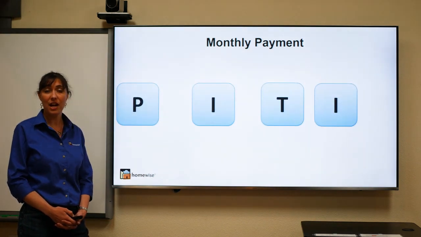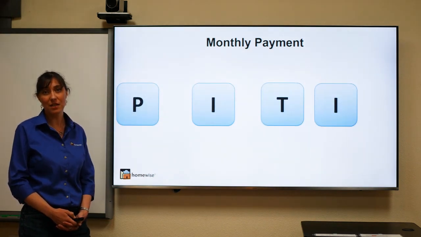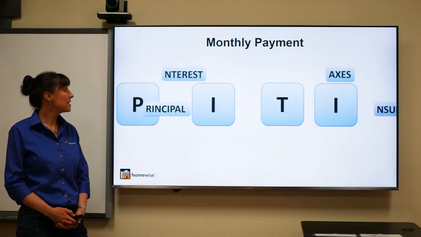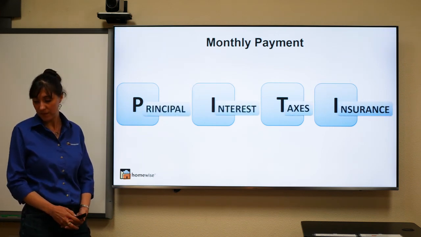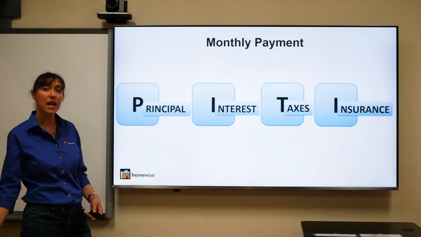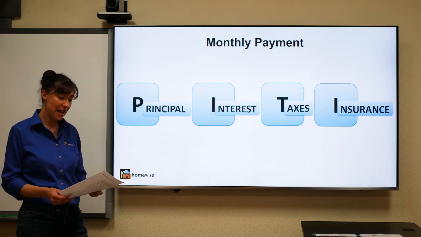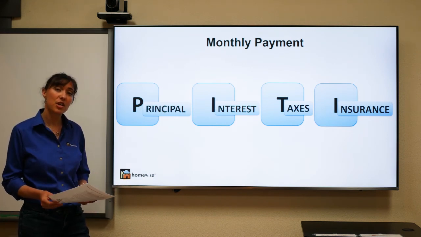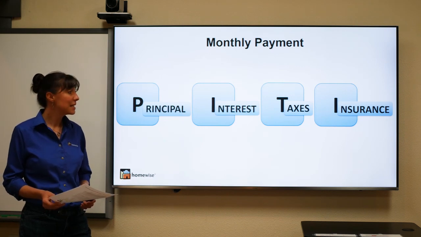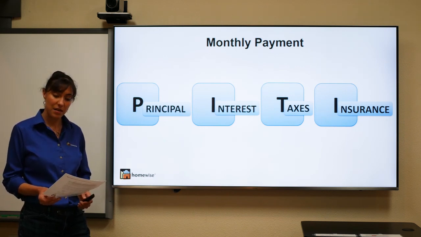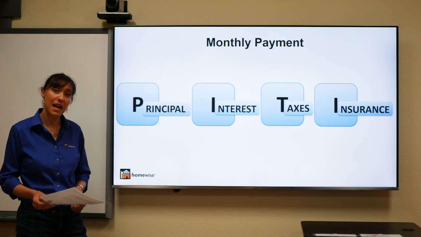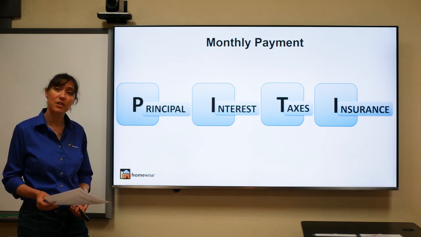P-I-T-I. If you have your handout, you'll see this is on the first page. Our P stands for principal, the amount borrowed or the unpaid balance. I is for interest, the fee charged for borrowing money. T is for taxes. In New Mexico, this is paid to the county. And I is for insurance.